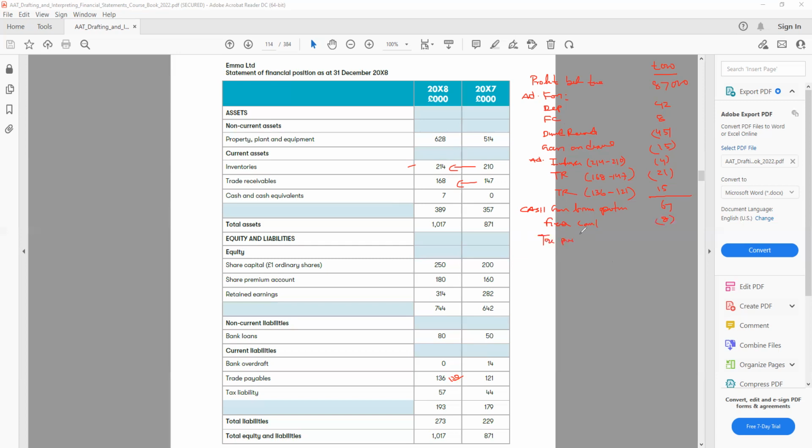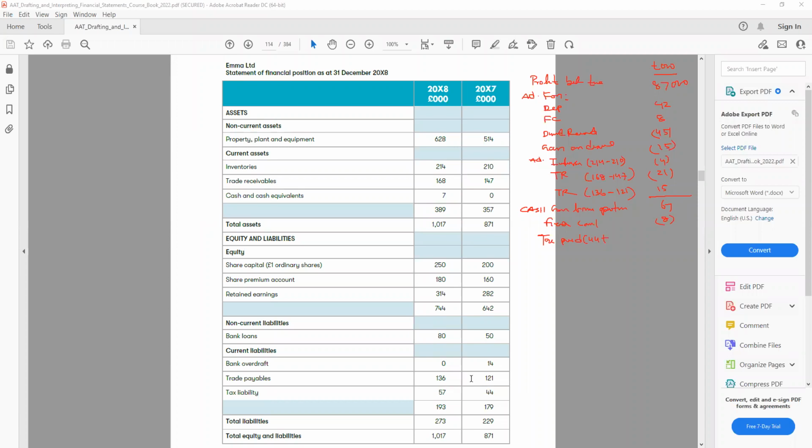Tax paid. Now for the tax, we need to do a little bit of workings. As I said, opening tax 44. That you have to find out. How much was the opening tax? That is 44. So we do 44 plus the tax for this year, the current year, which is from the profit and loss account. So let's look at the profit and loss account.